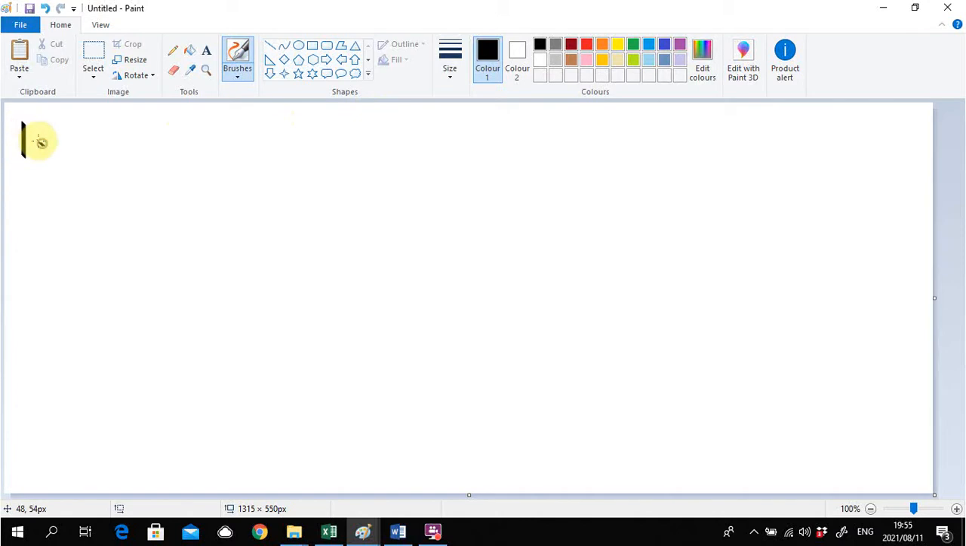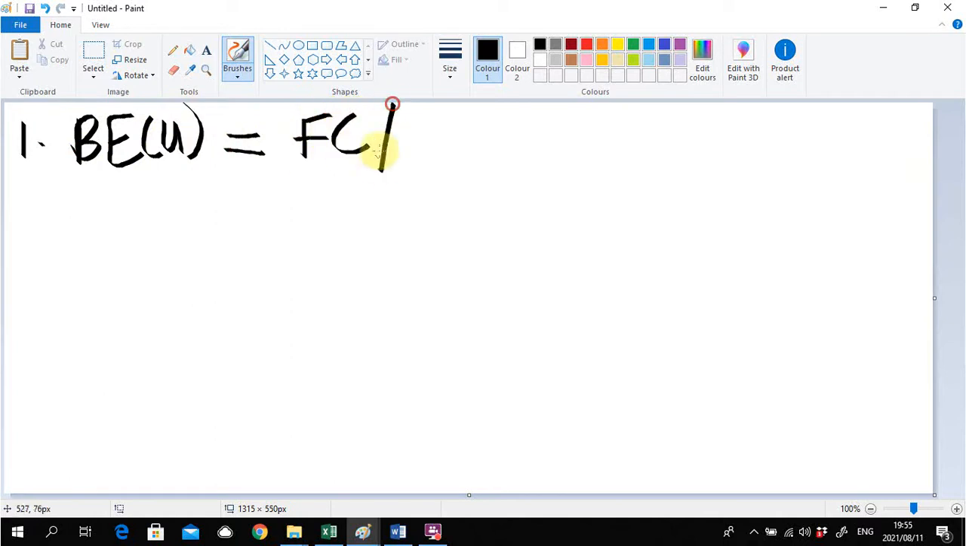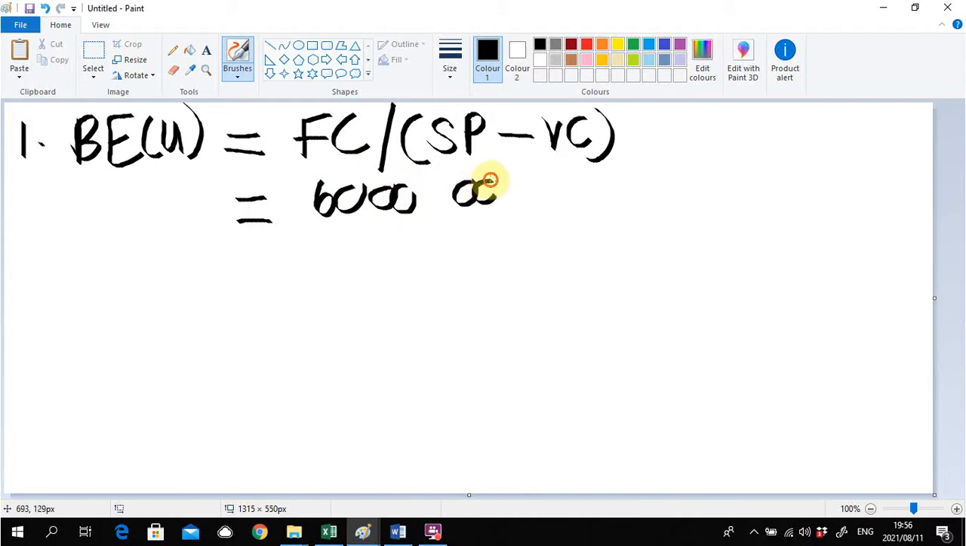So required number 1 says that we need to calculate the break-even in units. So this is the part where your formula sheet will be very, very important. So we have break-even and we have to calculate it in units. So the formula there is the fixed cost divided by the selling price per unit minus the variable cost per unit. If I look at my information in the column of Livelife, I see that the fixed cost was 6 million, while the selling price was 3,000 and the variable cost was 750 rand.